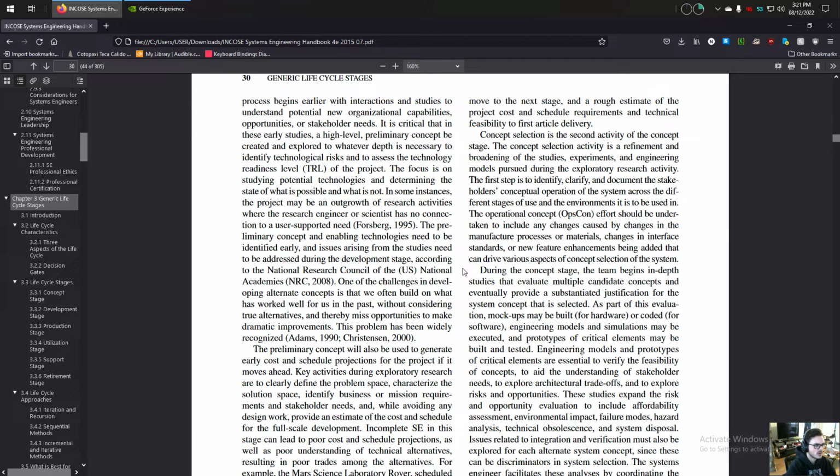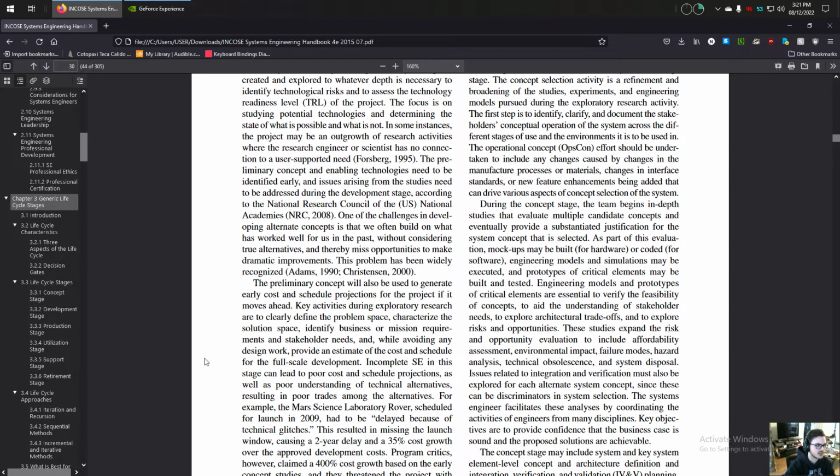The preliminary concept and enabling technologies need to be identified early, and issues arising from the studies need to be addressed during the development stage, according to the National Research Council of the U.S. National Academies. One of the challenges in developing alternative concepts is that we often build on what has worked well for us in the past, without considering true alternatives, and thereby miss opportunities to make dramatic improvements. This problem has been widely recognized.